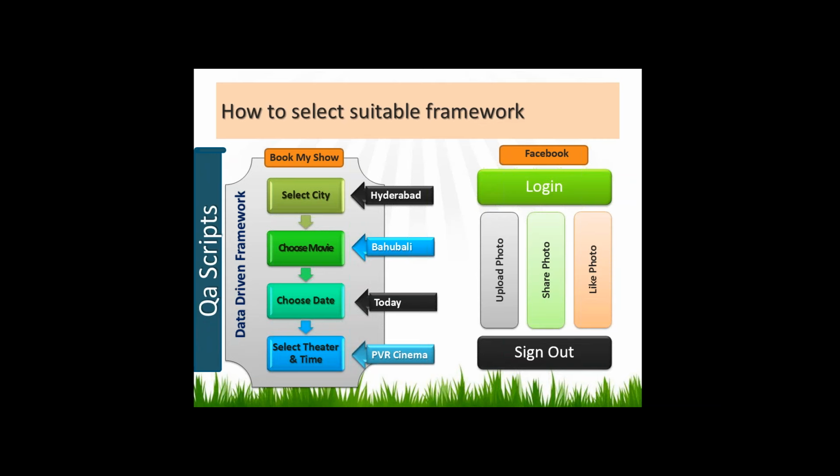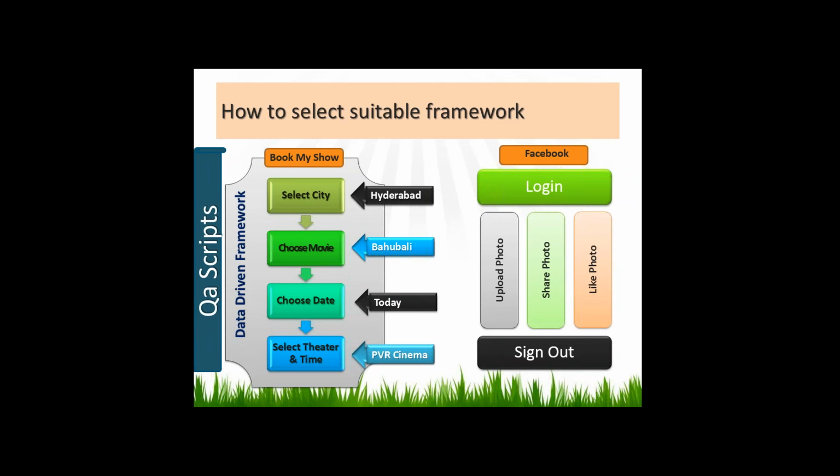And in order to come up with the script, we'll write one method as login, second method as upload photo, third method as share photo, fourth method as like photo, then the last method as sign out. So these are the methods. We'll make that a key. The key is nothing but the name of the method. We'll use it, and we're going to call it in the Excel sheet row by row. First row I will say login, second row I'll say upload photo, third row I'll say sign out. So this is one test case.